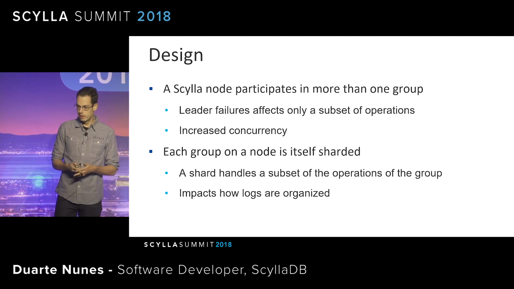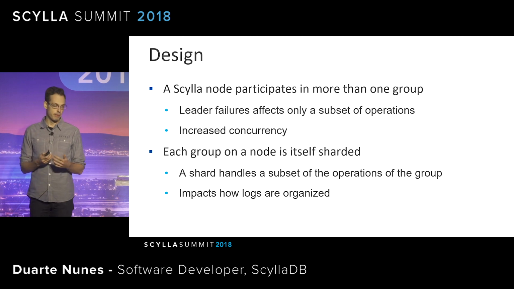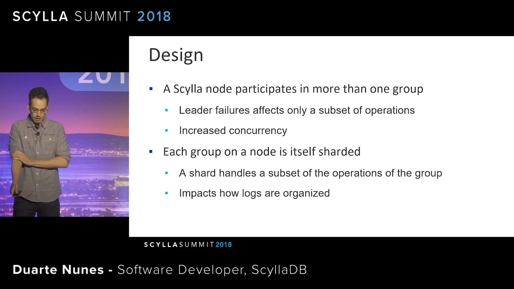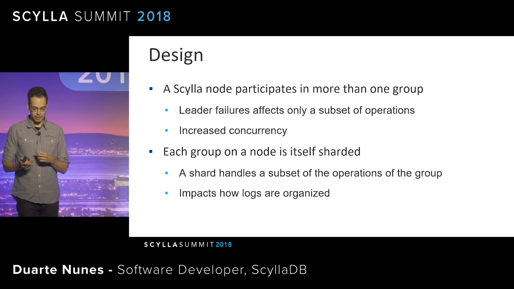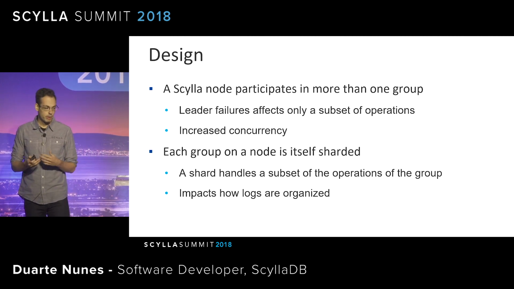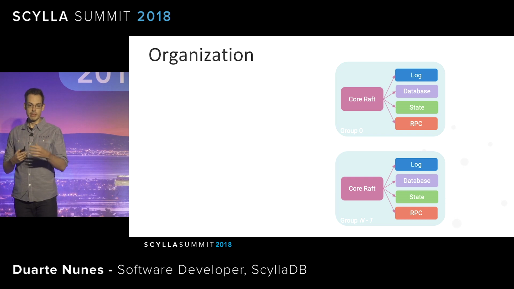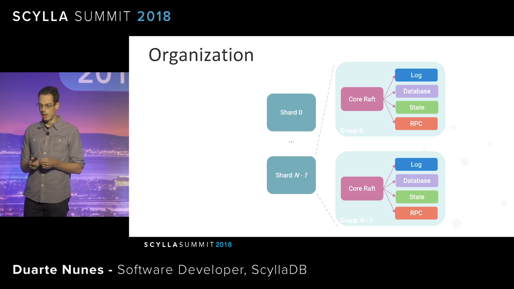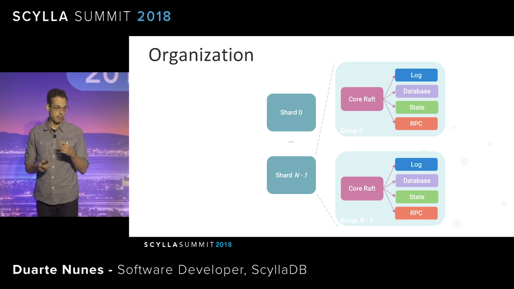So because a node is responsible for multiple token ranges, it will also participate in multiple Raft groups. And because Scylla is sharded, and in this case it is both a blessing and a curse, each shard will handle a subset of the operations, and this will have implications in how the protocol is adapted. So in a node, we'll have many instances of Raft groups, and each shard will have a copy of an instance of a Raft group.